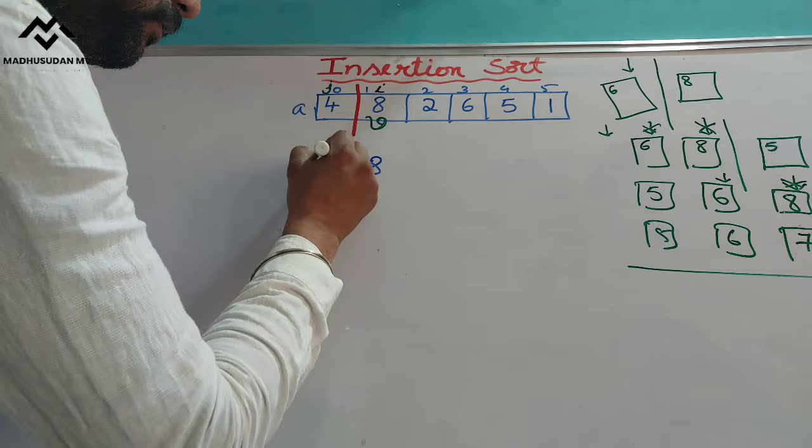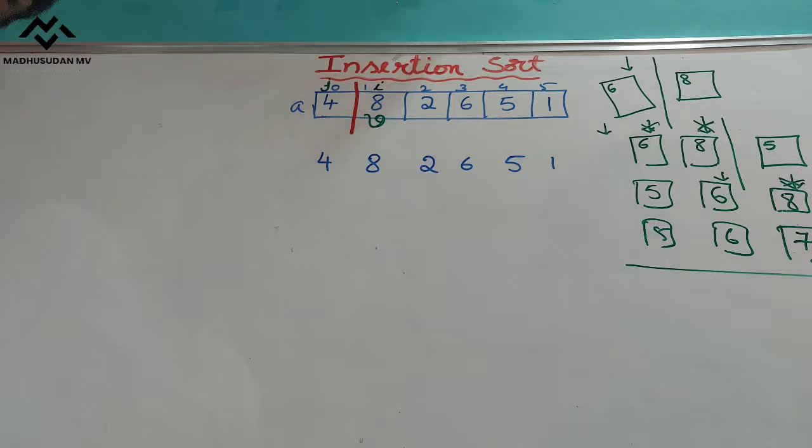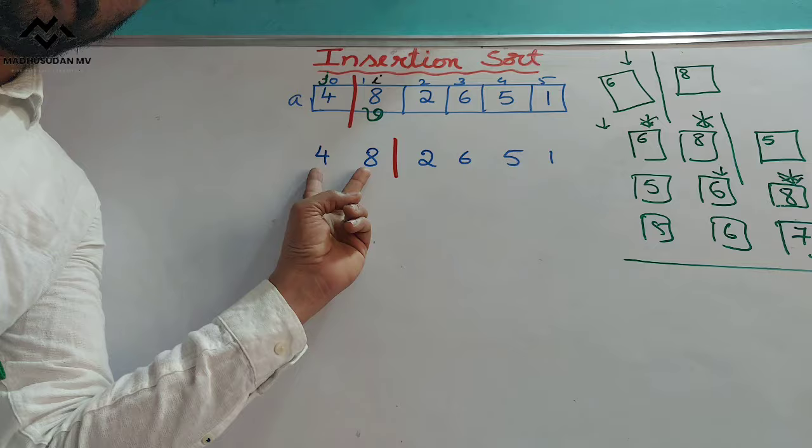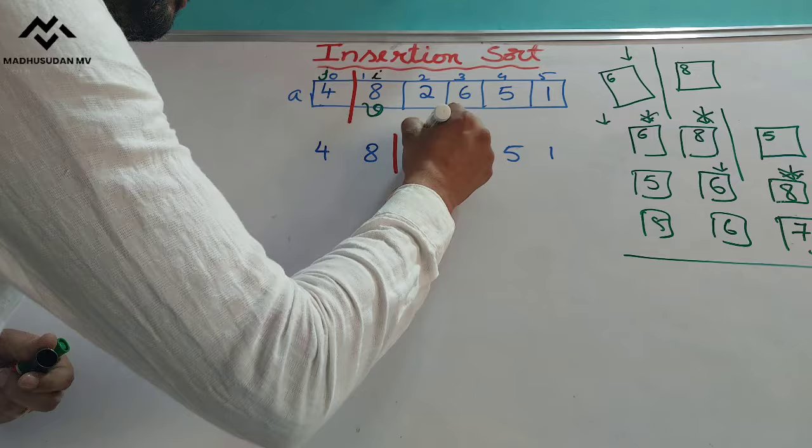Now what happens? Up to 4 and 8 it is now sorted. Now in my hand there are two elements, two cards. These two are sorted. Now, this is the third one. For the third one, we need to check where to insert. That I am taking as the I position.